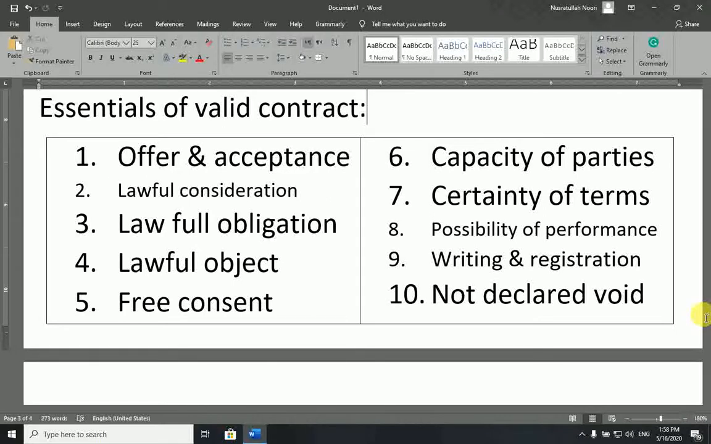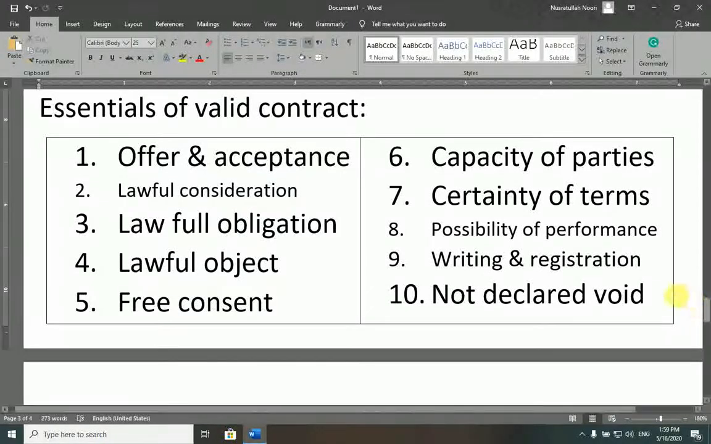So it should not happen. An object should be lawful. So if you look at the connection between these four, we say offer and acceptance with a consideration, and then there should be obligations to both of the parties, and there should also be lawful and legal. And then the object, which is the main exchange in the contract, should also be lawful. Then offer and acceptance, all this agreement should come into existence with a free consent.